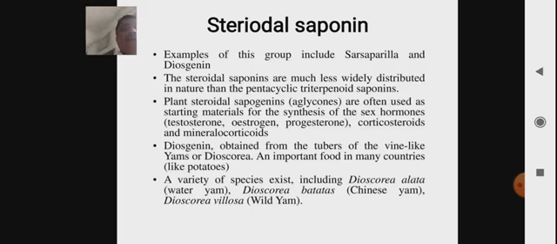Diosgenin is obtained from the tubers of the vine-like yams, or Dioscorea, an important food in many countries like potatoes. This yam looks like potatoes and is used in European countries. A variety of species exist including Dioscorea alata, Dioscorea batatas, Dioscorea villosa, and many other species of the Dioscorea genus, having the steroidal compound diosgenin, effectively used in the treatment of diseases or disorders and for the manufacture of sex hormones and some corticosteroids.